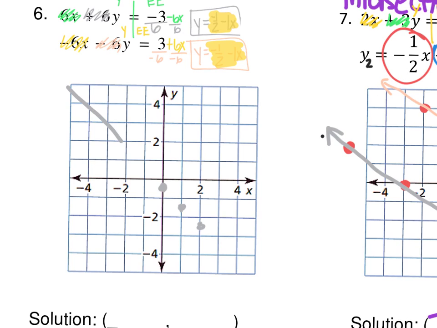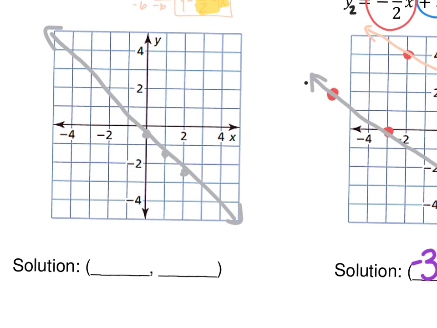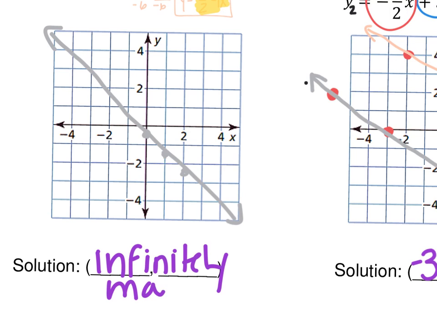Since both of them are the same line, they're the exact same equation, that means this particular system has infinitely many solutions. This particular system has infinitely many solutions. It has infinitely many solutions.